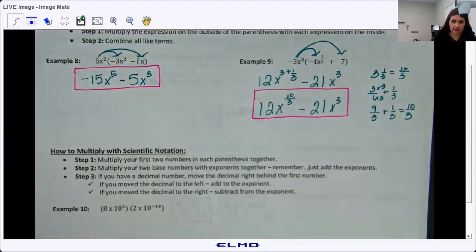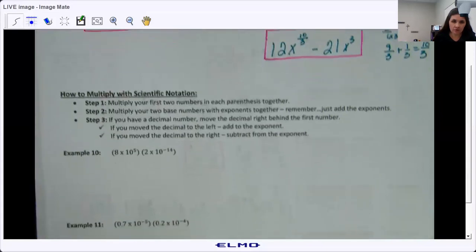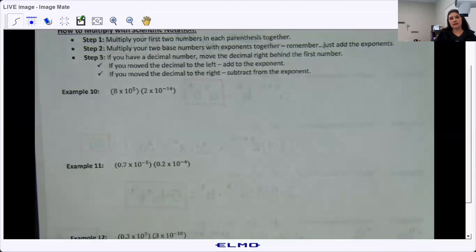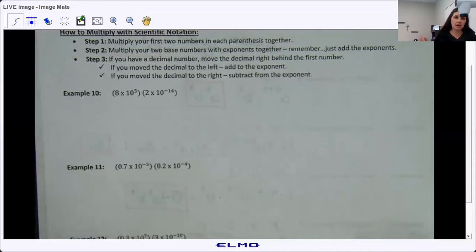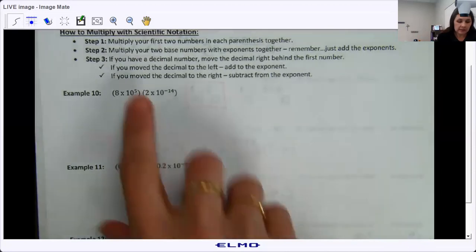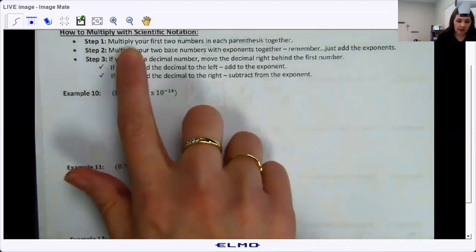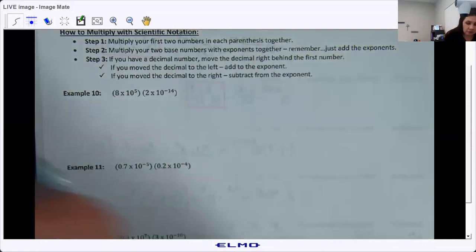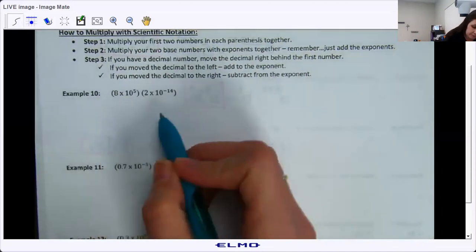So with example 9 done, we can now move into scientific notation and exponents and what this will look like. So I want to read through the steps first, because once I read through them, I think that most of you will be able to move along. It says, multiply your first two numbers in each parentheses together, which means we would multiply our 8 and our 2 together.